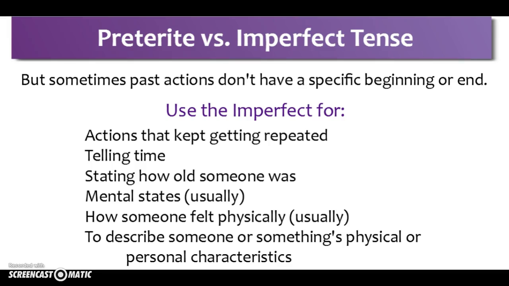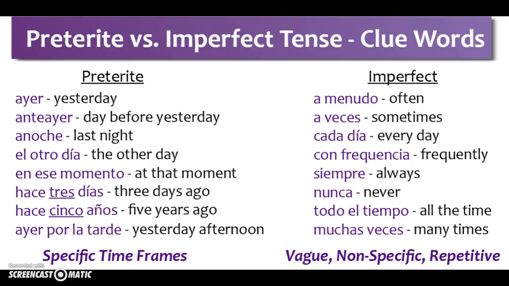Usually mental or physical states are going to be handled with the imperfect tense, or if you were describing someone's physical or personal character, you would again use the imperfect tense rather than the preterite tense. There are clues that can help you decide which verb tense you want to use. I would suggest copying down or printing off this page and including it in your notes for future reference.